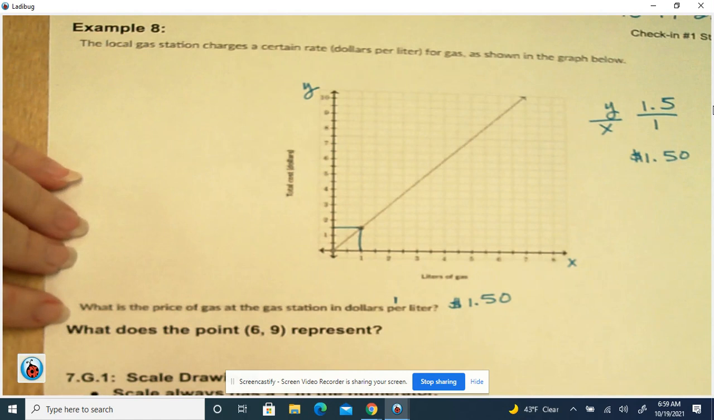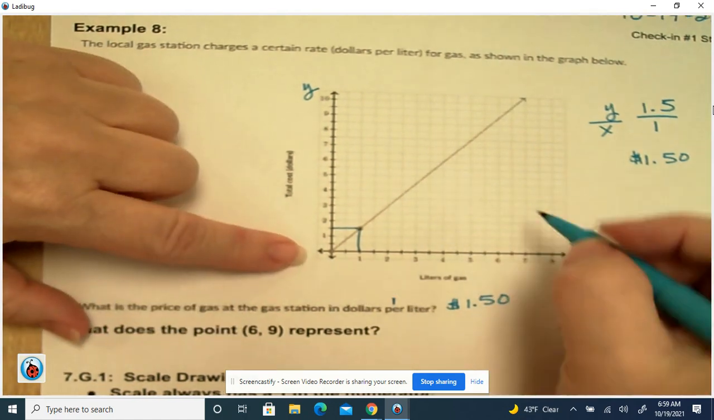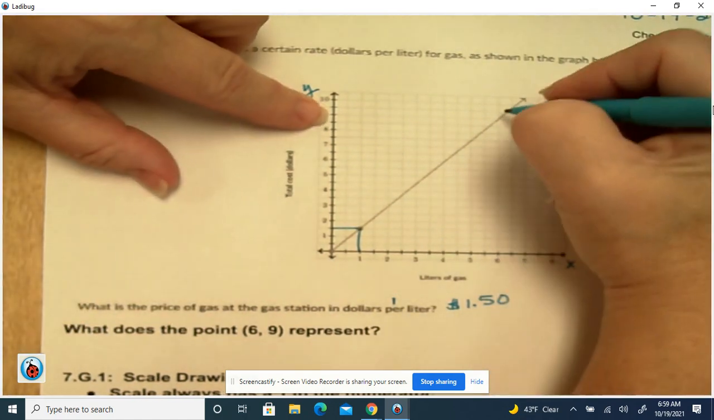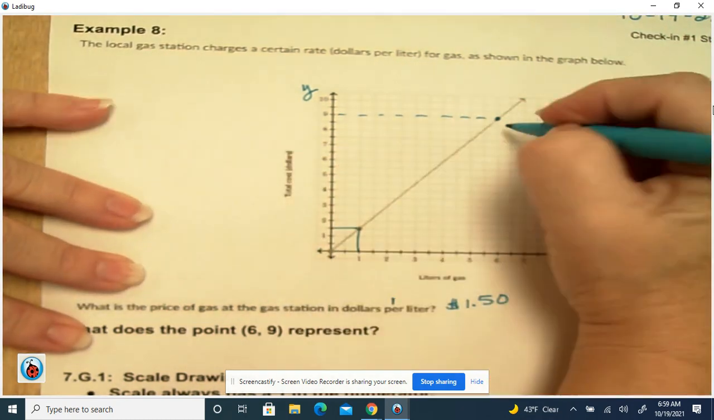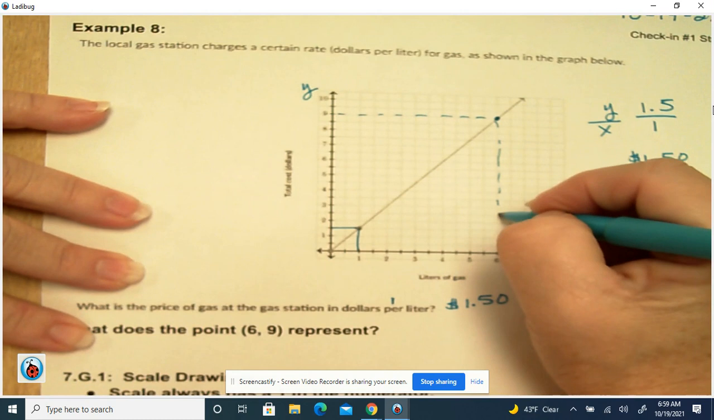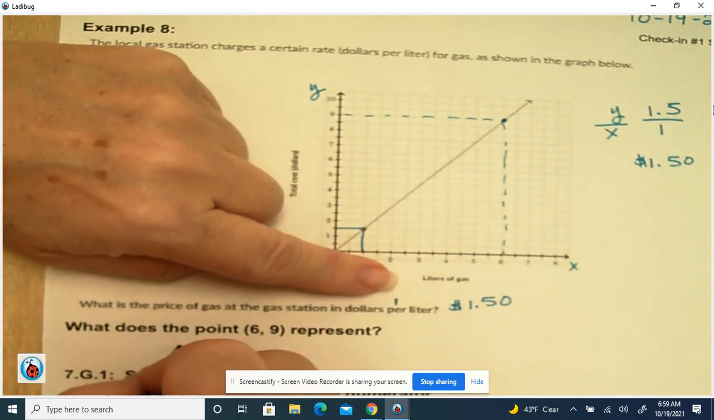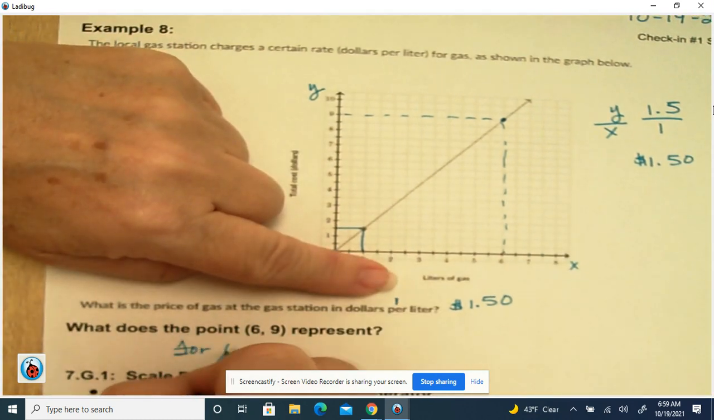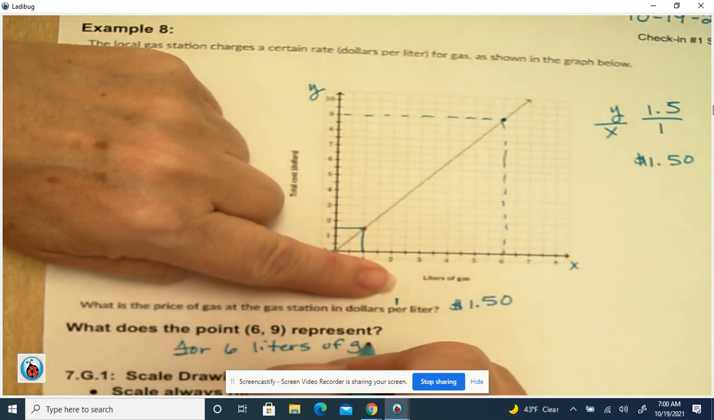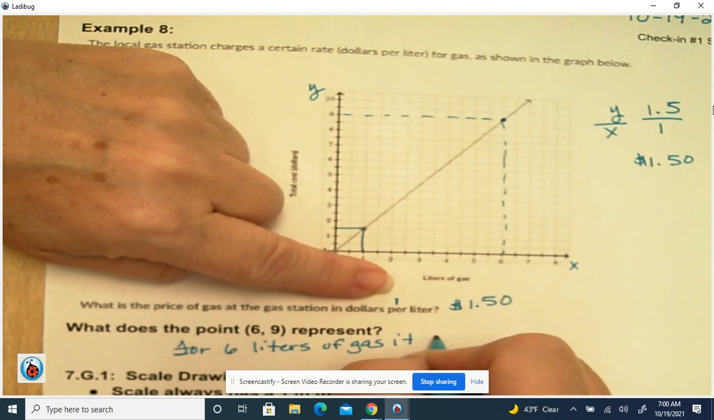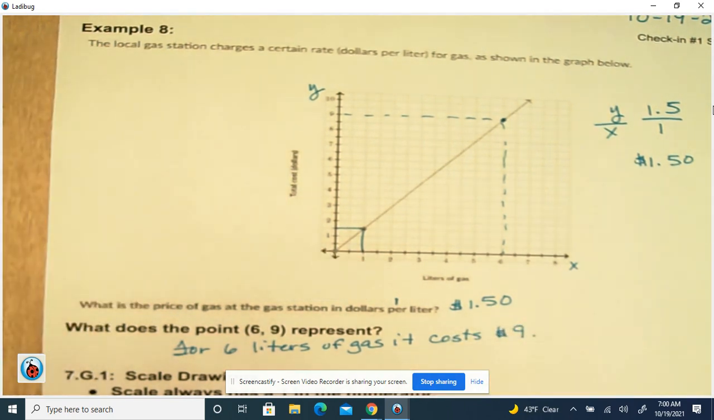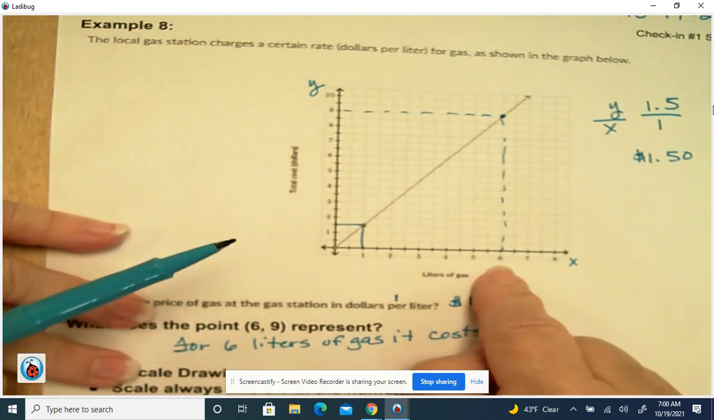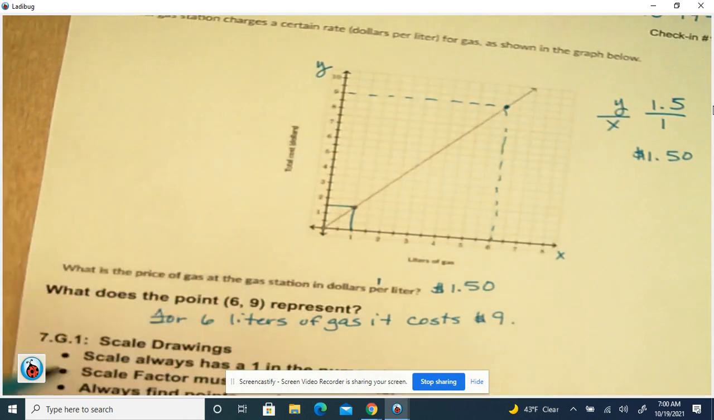Okay, and then I went a little further and asked, what does the point (6, 9) represent? So here's 9 and here's 6 right here. And we'll dot this one. Put it down, because you will probably have a question where it asks you what that means. So it says for 6 liters of gas, X is first, remember, it costs $9. For 6 liters of gas, it costs $9.